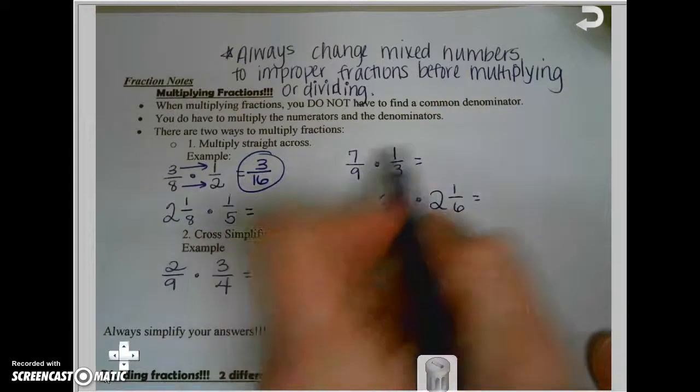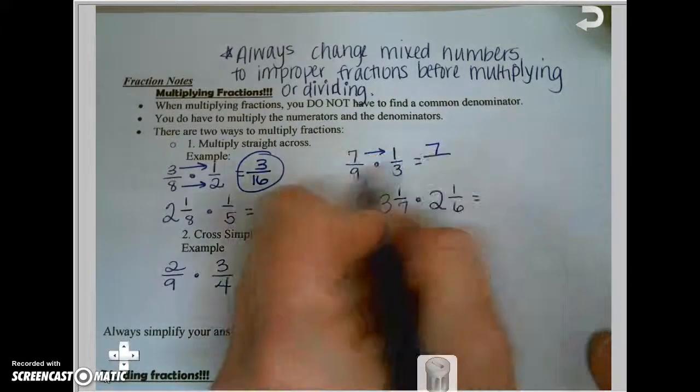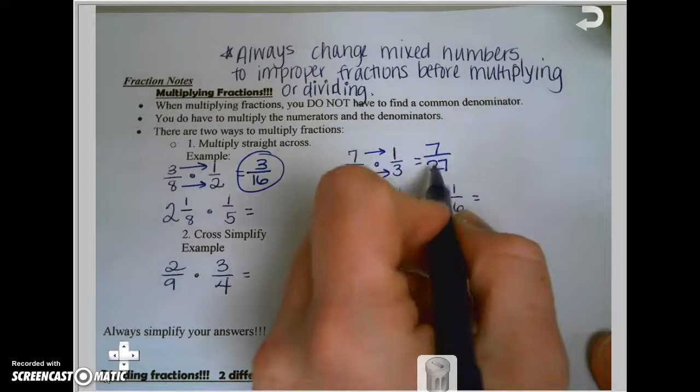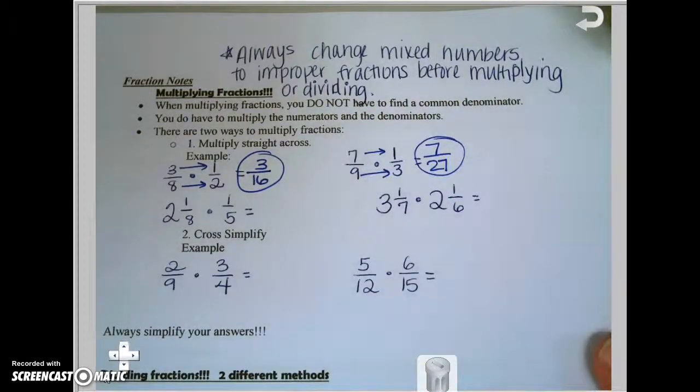7/9 times 1/3. 7 times 1 is 7. 9 times 3 is 27. I can't simplify 7 over 27, so I'm done.